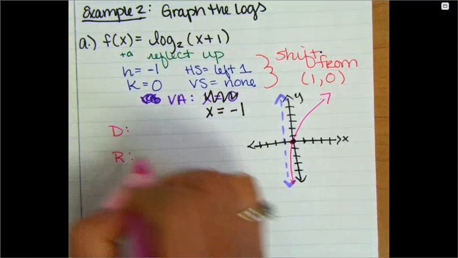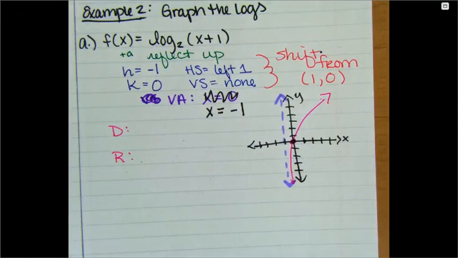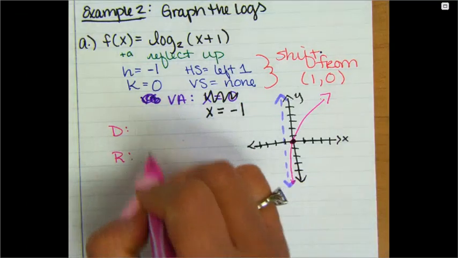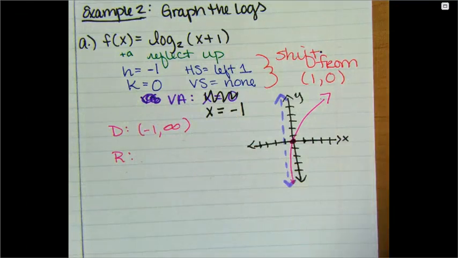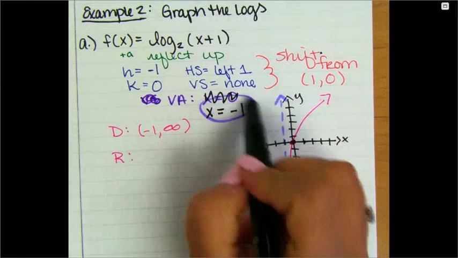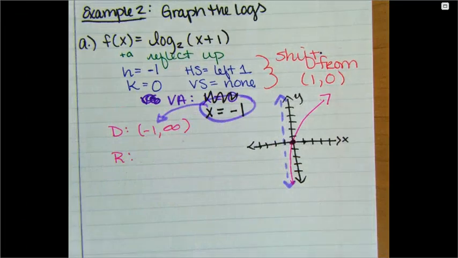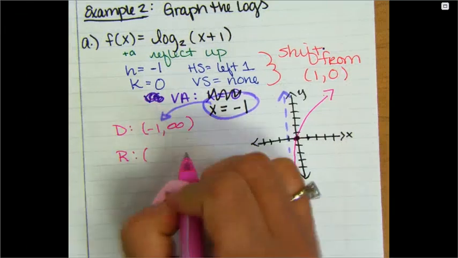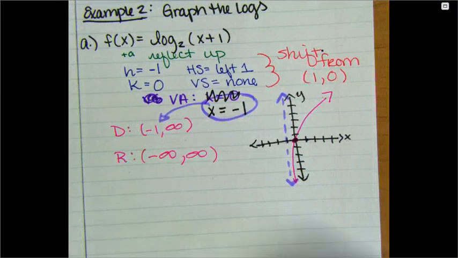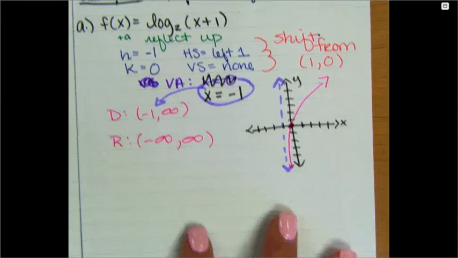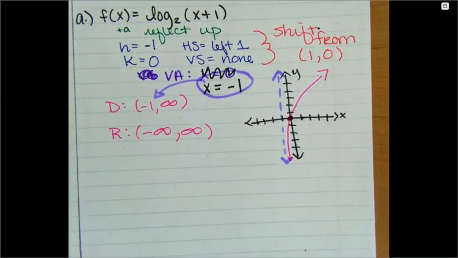What's your domain and what's your range? You are correct. Negative 1 to positive infinity. Why? You have to use your what? You have to use your asymptote. Remember this? It goes with this. All right, what's your range? Good. Negative infinity, positive infinity. Yes? All right.